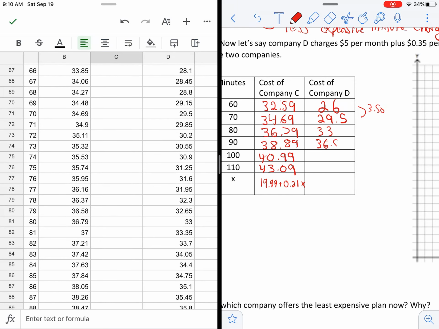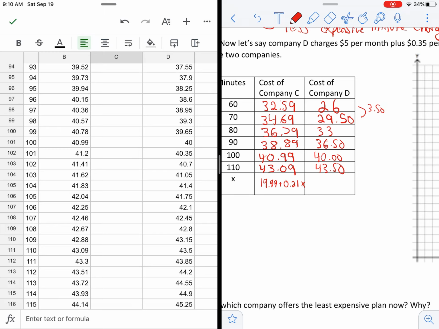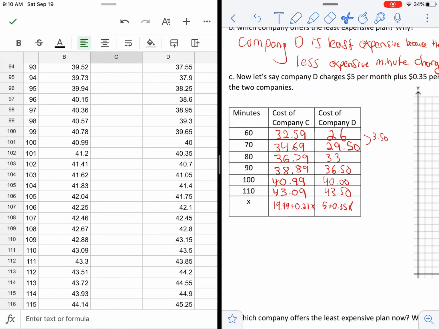Yep, 36.50. All right, and then we'll be at 40, and then we'll be at 43.50. Let's just make sure that the table and everything align with that. Perfect. Absolutely. So for this company, we're starting at $5 and we're adding 35 cents per minute. $5 and then 35 cents per minute.